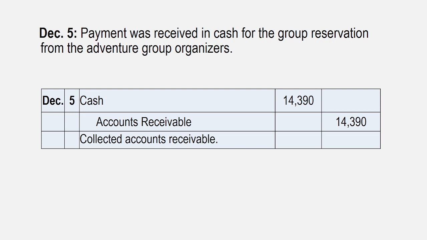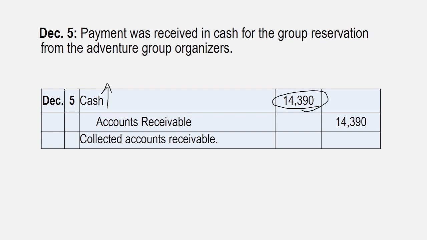So for the journal entry breakdown, we want to record this cash payment, and we need to choose two accounts: cash and accounts receivable. Cash is an account that increases because the lodge has received $14,390 in cash. Cash belongs to the asset accounts, and any increase in assets is considered a debit of $14,390.